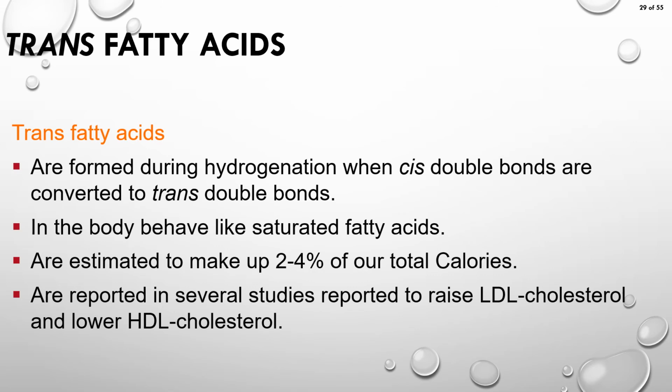Okay, so what are trans fatty acids or trans fats, and how are they formed? Trans fatty acids are formed during hydrogenation when cis double bonds are converted to trans double bonds. In the body, trans fatty acids behave like saturated fatty acids. They are estimated to make up 2 to 4% of our total calories and are reported in several studies to raise LDL cholesterol, or the low density lipoproteins, and lower HDL cholesterol, or the high density lipoprotein. LDL is the bad cholesterol and the HDL is the good cholesterol.